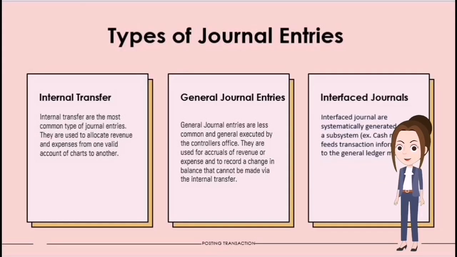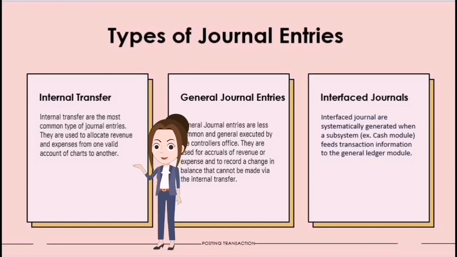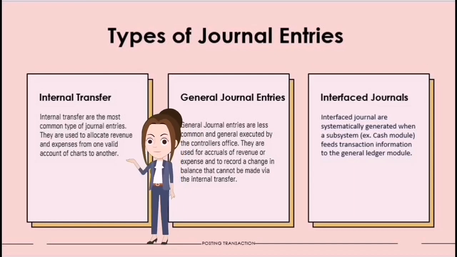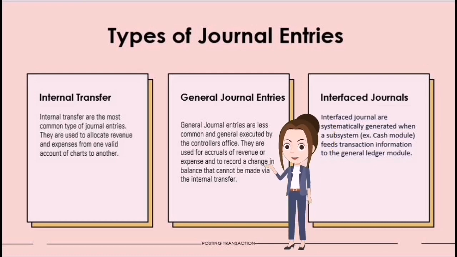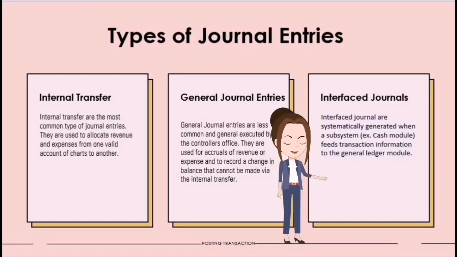Types of journal entries. Internal transfer. Internal transfers are the most common type of journal entries. They are used to allocate revenue and expenses from one valid account of charts to another. General journal entries. General journal entries are less common and generally executed by the Controller's Office. They are used for accruals of revenue or expense and to record a change in balance that cannot be made via the internal transfer. Interfaced journals.